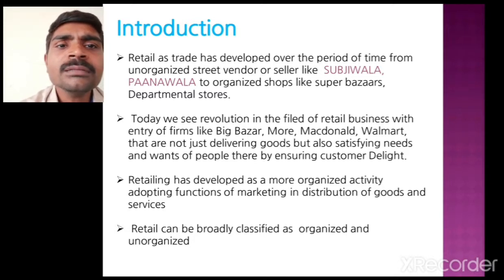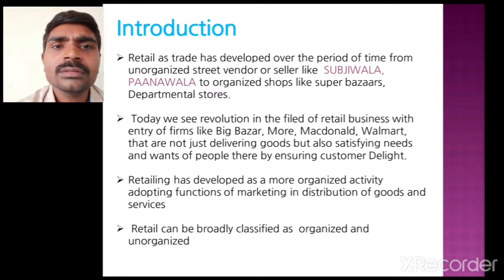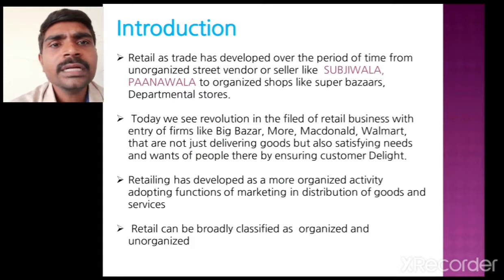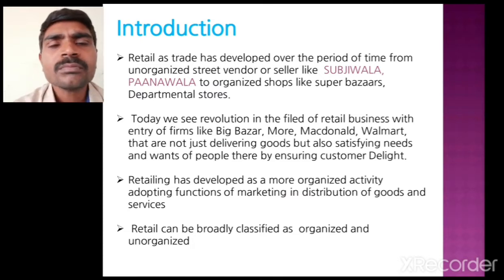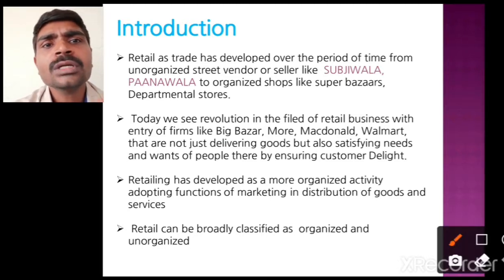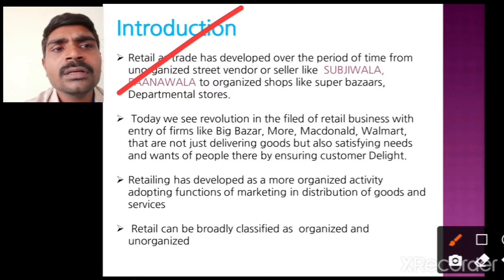So let us start with how organized retail has developed. The first point is that retail as a trade has developed over the period of time from the unorganized street vendors or sellers like sabzi wala and pan wala to organized shops like super bazaar and departmental stores. Dear students, the first point talks about how retail is going to develop. Retail has developed from sabzi wala and pan wala into a systematic manner.